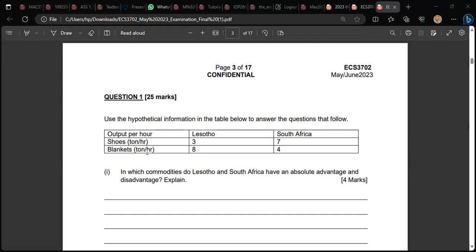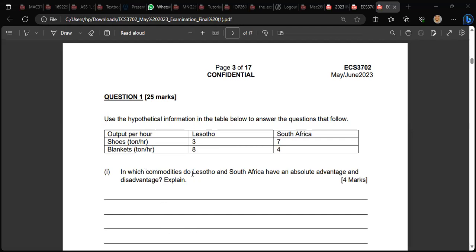Why I'm specifically looking at this is that sometimes they could put it the other way around. Basically describing the same thing, but they can talk about the number of hours it takes to manufacture a ton in Lesotho and the number of hours it takes to manufacture a ton in South Africa. So it gives the same information, but the other way around. We need to be on the lookout for that.